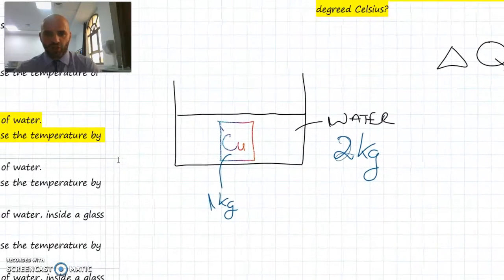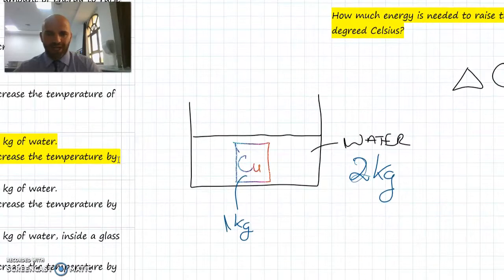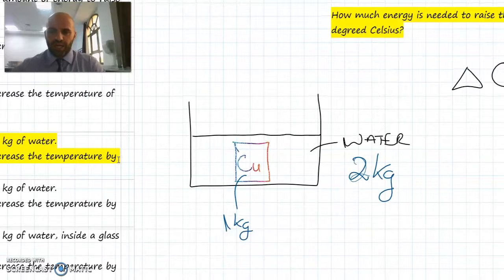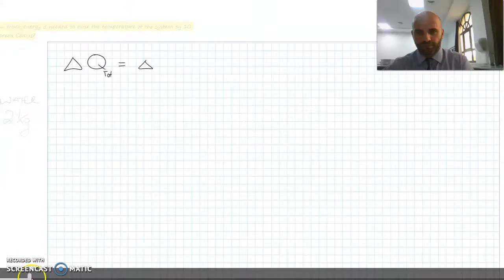So if you can imagine, you've got your 1 kg copper sitting in a bath of water that's 2 kgs or 2 liters of water with your copper sitting inside. So I'll just run you through how this calculation goes, because this is kind of a setup for the further questions that are on this section. Okay, so the question is asked to find the amount of energy.